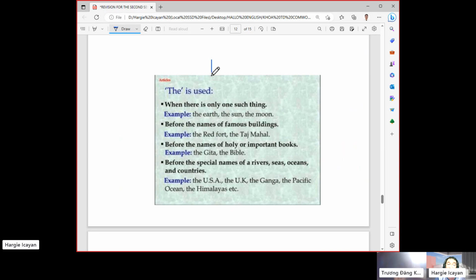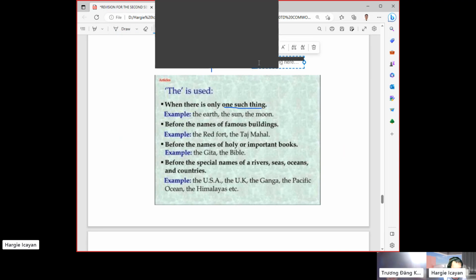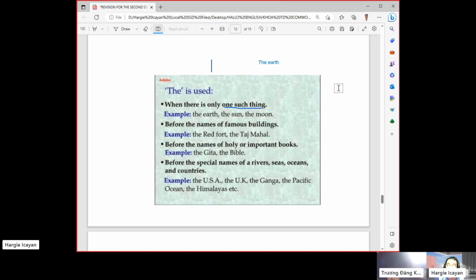Only one, right? Do we have other Earths aside from our Earth? We don't have. So it's just only one. Therefore, we have to say the Earth, because there's no other Earth. It's just only one, right?